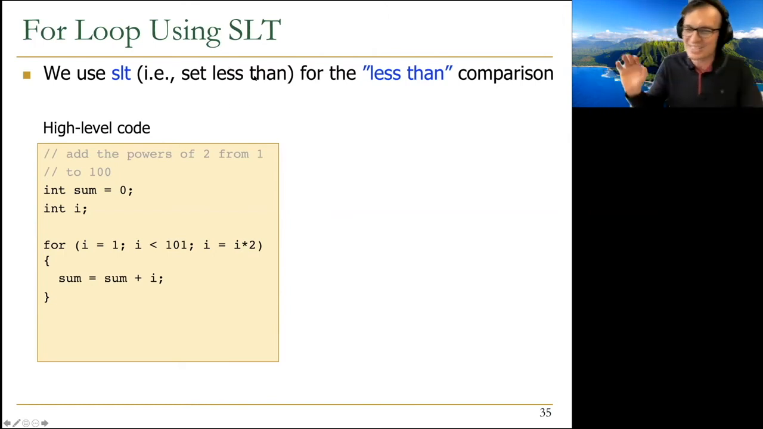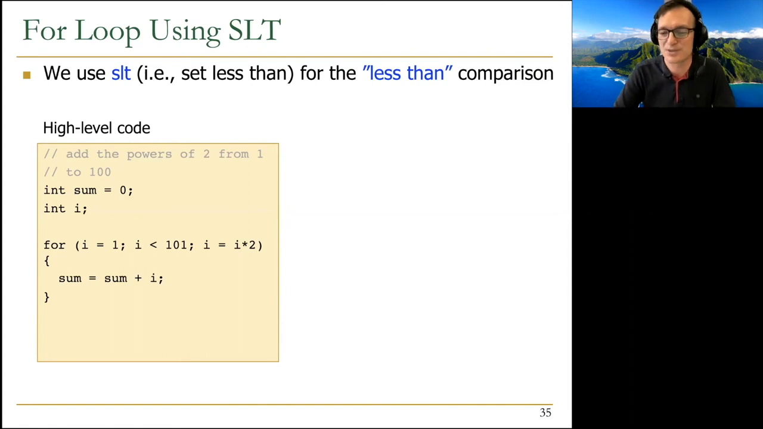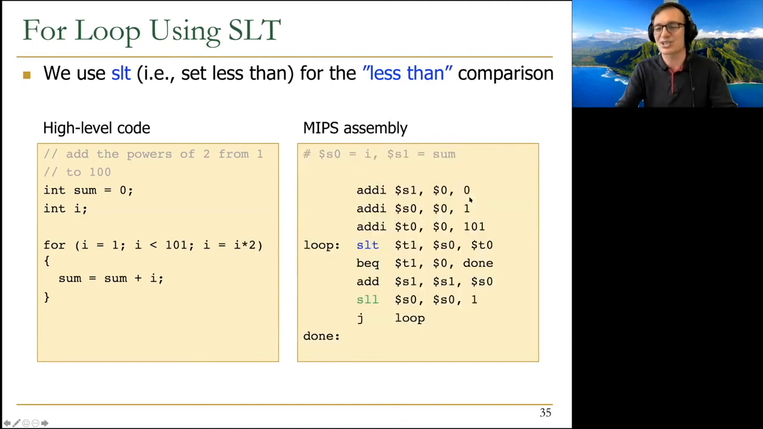This is like condition codes in a little bit, but you set a general purpose register, not a condition code. So we use the set less than for the less than comparison. So let's take a look at this. This is another trick you can use, for example. So basically, you again add the powers of 2 from 1 to 100. That's another loop that does that particular task.